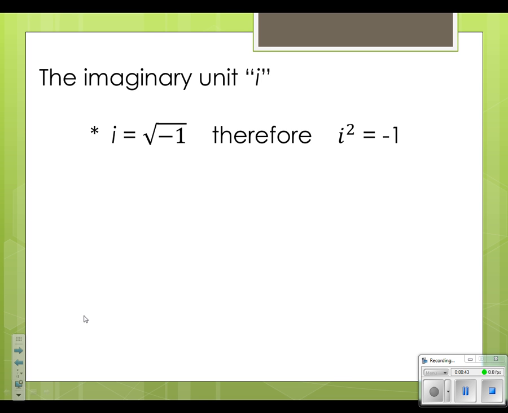So if i is equal to the square root of -1, i squared will equal -1 itself. Okay, if you take a root times itself, you guys already know that you get the number that's underneath the radical for your answer. So i is equal to the square root of -1, i squared is -1.